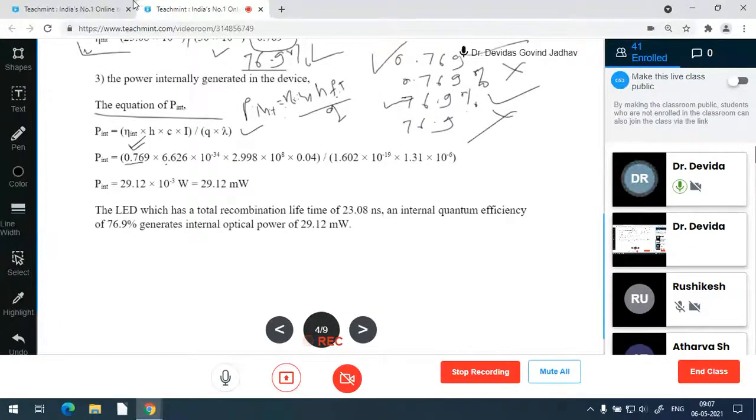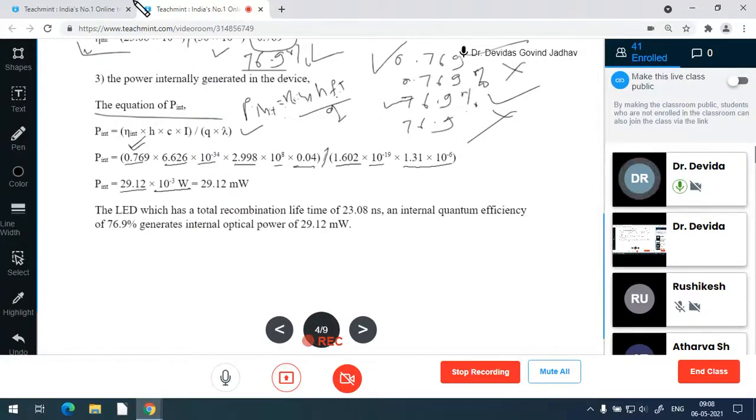h we know is Planck's constant, 6.626 times 10 raised to minus 34. c is the velocity of light, 2.998 times 10 raised to 8. I is 0.04 ampere, divided by q, the charge on the electron, 1.602 times 10 raised to minus 19. Lambda given is 1.31 times 10 raised to minus 6. Then after calculation we get 29.12 times 10 raised to minus 3 watt.